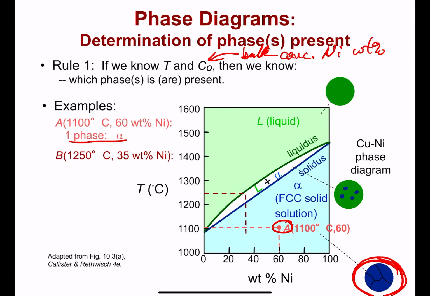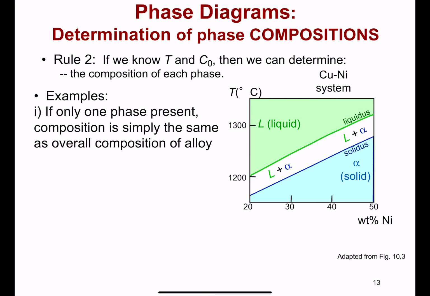Take, for example, point B. At point B, we are in the area between the liquidus and the solidus. We are in a two-phase state, so we have both liquid and alpha present. So we can use the coordinates for a point of interest to report the number of phases present, is what we've learned here by rule one. Good.